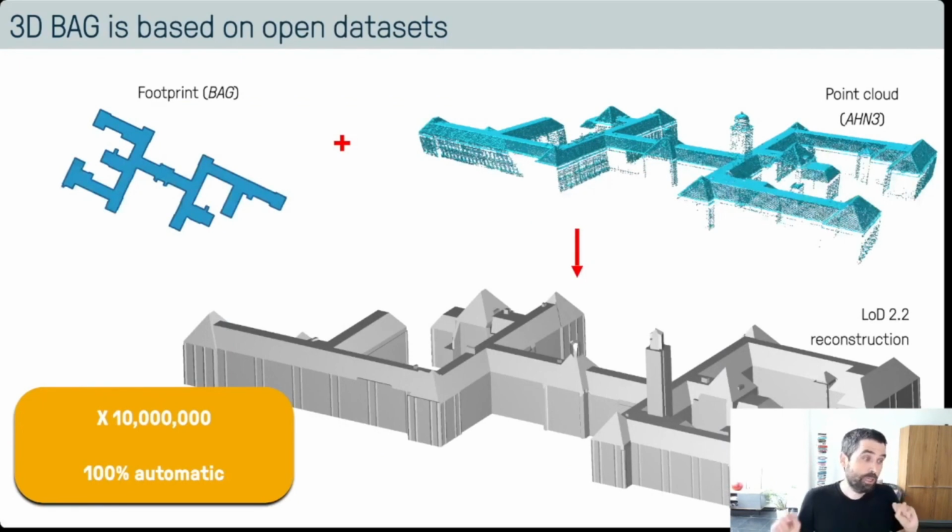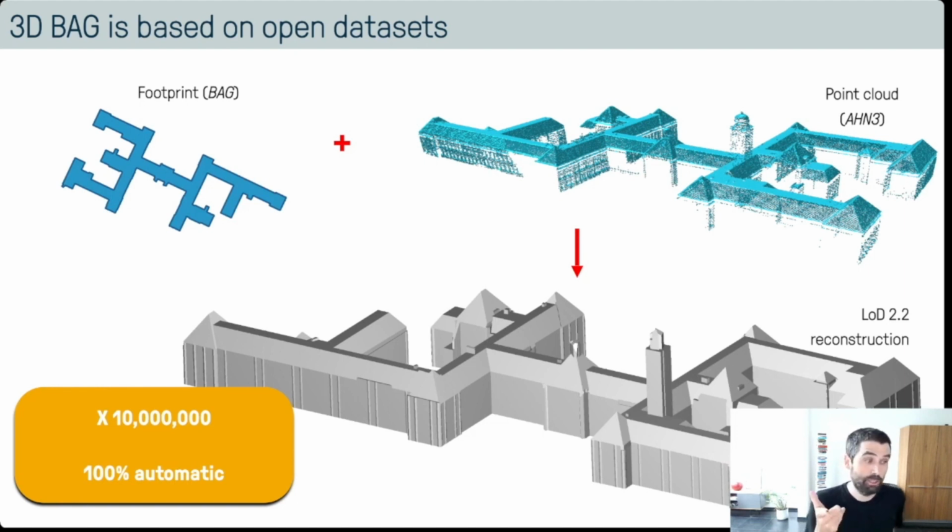The idea was to take the data set of all the footprints in the country, which is called the BAG, which is open, and we also have a point cloud, which is open. We have 700 billion points. The idea was to combine these two to recreate buildings in LOD 2.2.